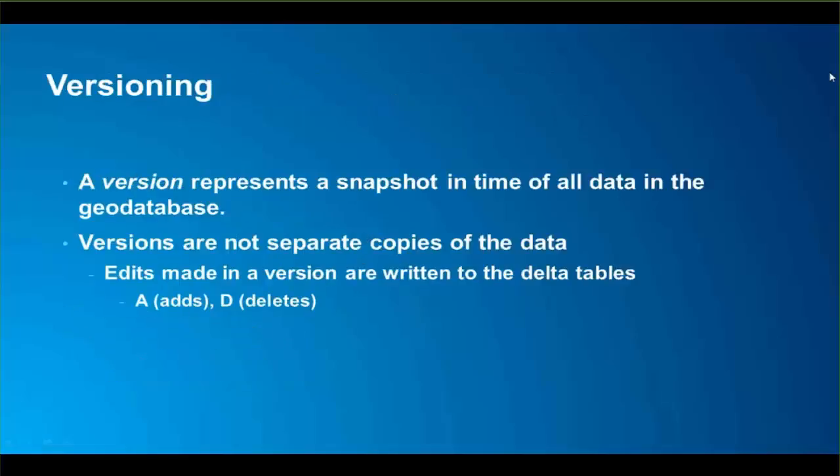So what are versions? Multiple editors and transactions can be accommodated through an editing workflow that employs versioning. A version represents a snapshot in time of the data in a geodatabase, and that is data that is registered as versioned within the geodatabase. It's important to note that versions are not copies of the geodatabase either, but rather separate views of the data, while any transaction that takes place in that version is tracked in the system tables of the geodatabase.